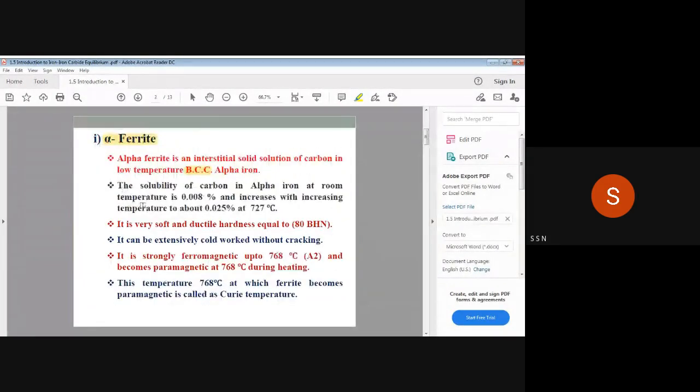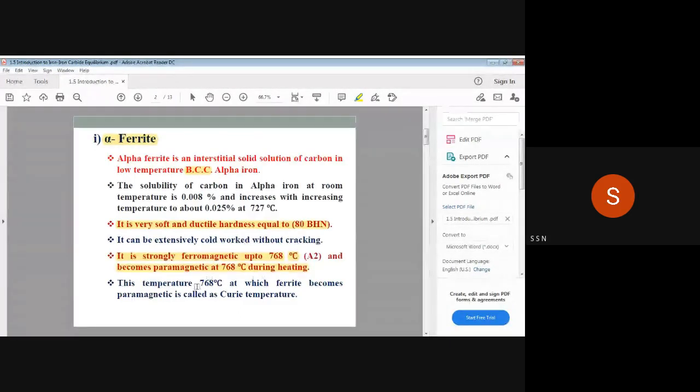Right. Next, again, whatever phase alpha iron is there, it is very soft and ductile, and hardness is up to 40 BHN, and it is strongly ferromagnetic up to this temperature, that means 768. Strongly ferromagnetic. Ferromagnetic means it is having good magnetic properties, and above this temperature it becomes paramagnetic.